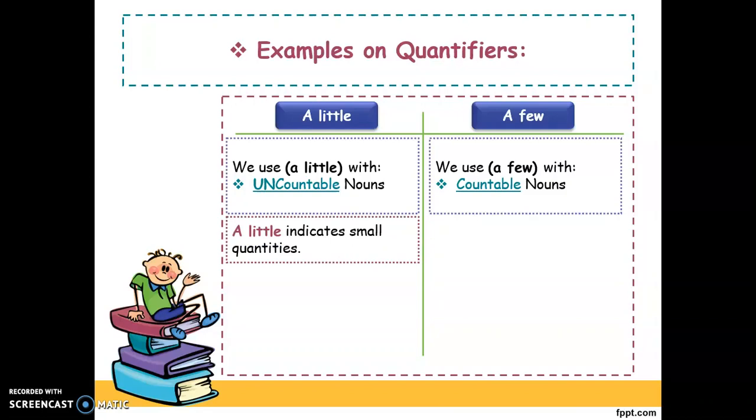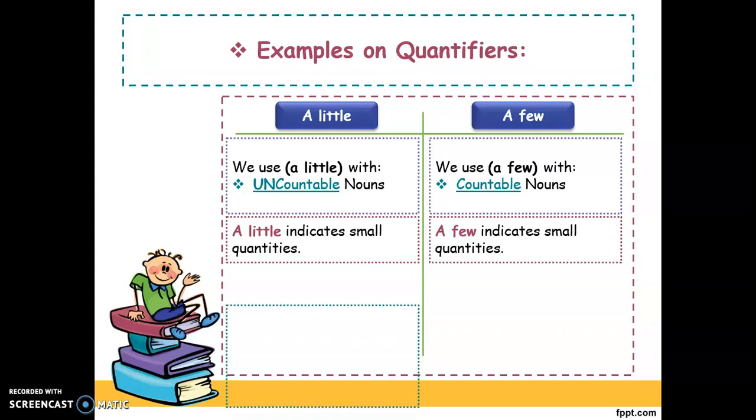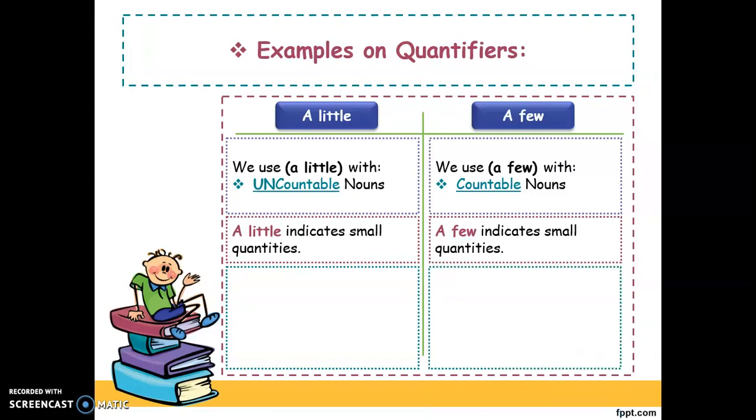A little indicates small quantities, but so does a few. So we say that both a little and a few indicate small quantities. If we look at a few examples that contain the quantifier a little: There is a little coffee left in your mug. You should drink it. We can't count the particles of coffee because coffee is also a liquid. So there is a little coffee left in your mug. You should drink it.